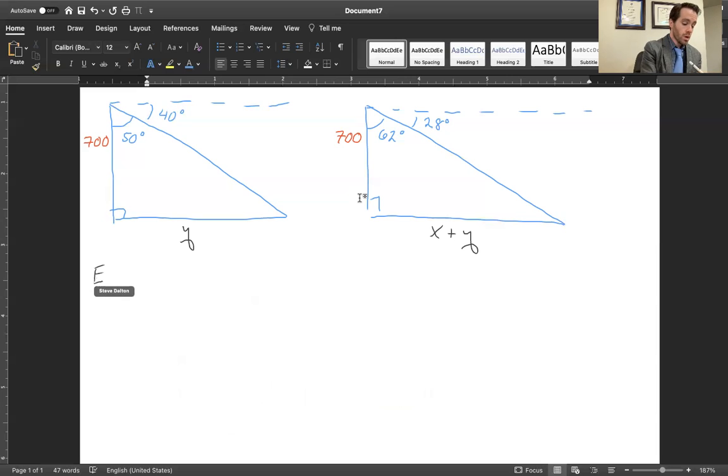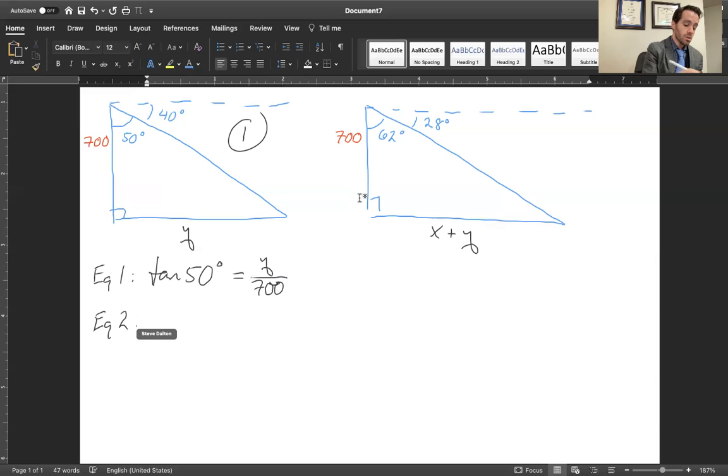So equation 1 will come from triangle number 1. What have I got here? I've got that the 50-degree angle is right here. I've got that the y is opposite and the 700 is adjacent. Think about the trig ratio that uses opposite and adjacent. SOHCAHTOA, T-O-A, that means that you're going to be using tangent in this problem. So the tangent of 50 degrees is going to be equal to the opposite, which is y, over the adjacent, which is 700.